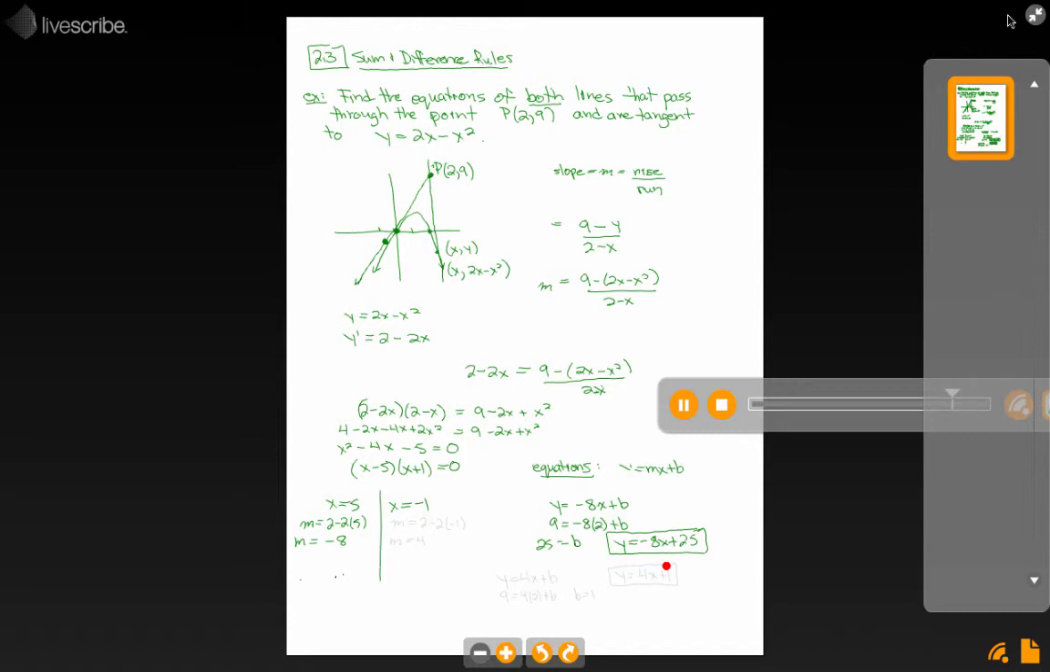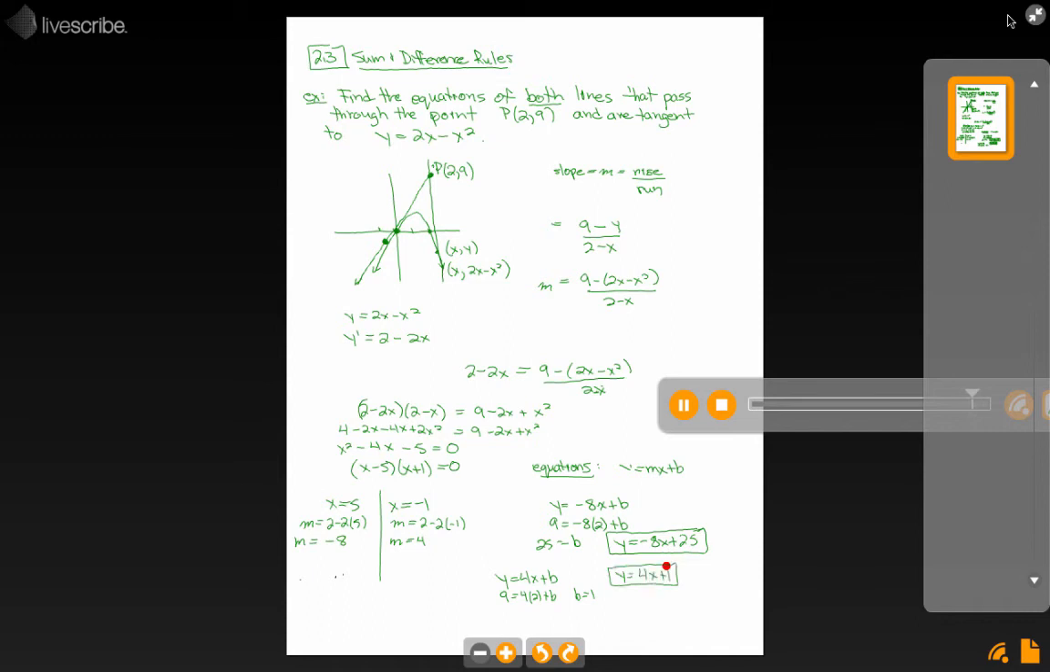The other one I do the same thing, except I say, well, if x equals negative 1, what's the slope going to be? So 2 minus 2 times negative 1 means 2 plus 2, which means the slope is 4. So I'm going to have y equals 4x plus b. Again, it has to go through (2, 9), so the fastest way to deal with b is 9 equals 4 times 2 plus b. So b equals 1. So my other tangent line here is y equals 4x plus 1.